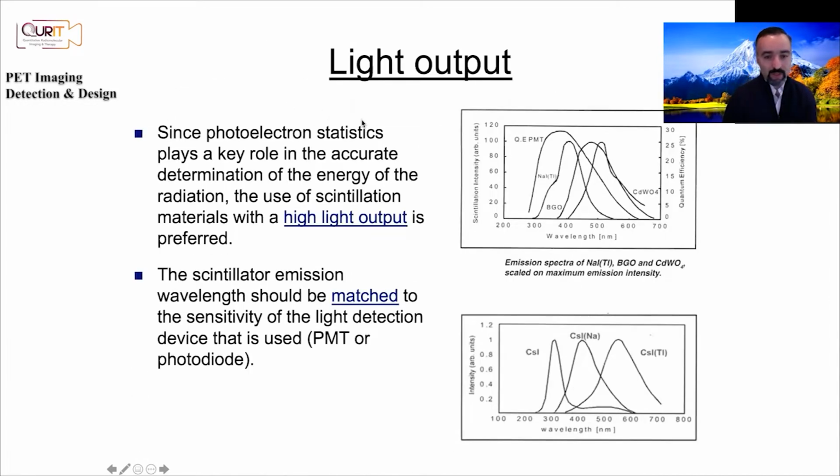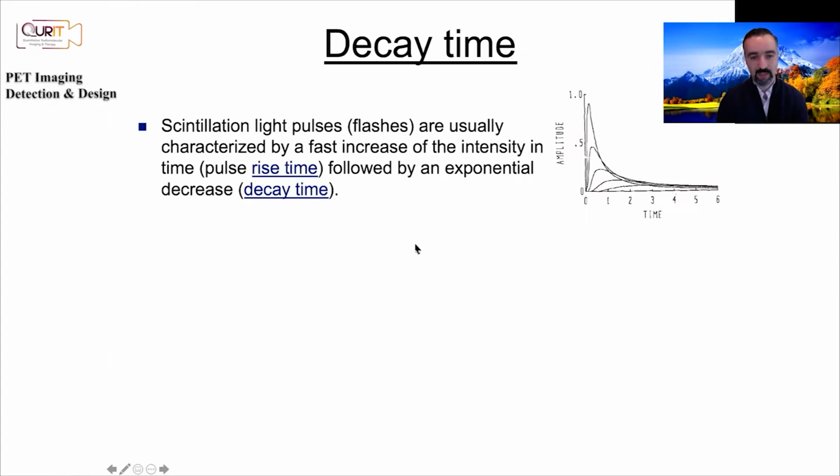So again, light output is very important, and you want something that has a high light output, not just absorbing effectively, but also producing high scintillation photon yield. And the wavelength should be matched to the sensitivity of, for example, the PMT that is going to amplify. So matching the wavelength to the PMT that goes at the back of it is important, some design considerations.